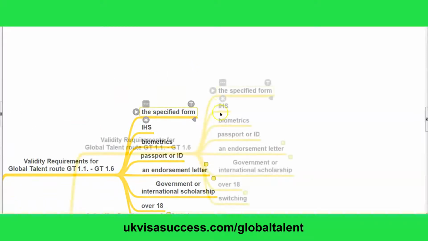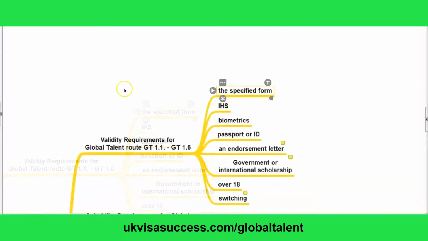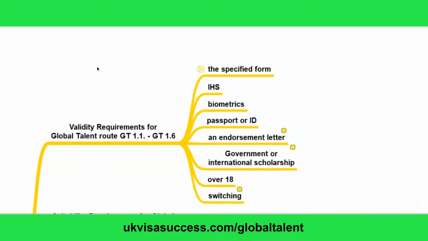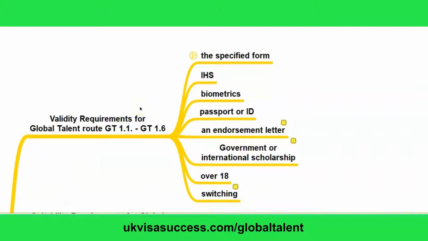Every single person will need to pay the immigration health surcharge, and I have a video where I explain everything about the immigration health surcharge and how it is calculated, and I also provide you with a link to the immigration health surcharge calculator where you can calculate how much you need to pay. And you will need to provide your biometrics. Nothing happens until you submit your biometrics. Biometrics simply means your fingerprints and a picture of yourself.